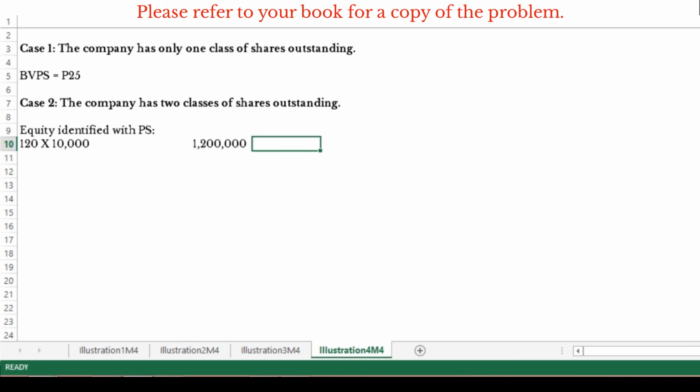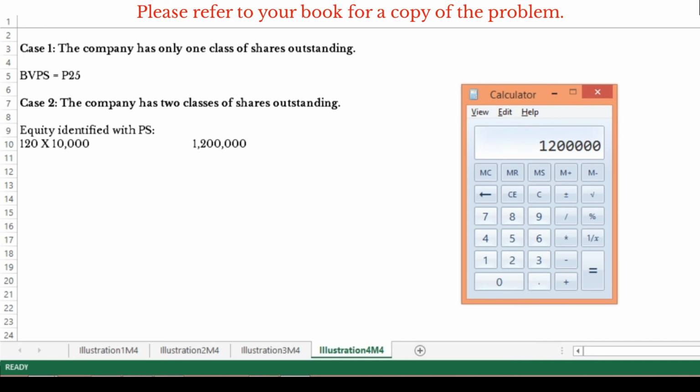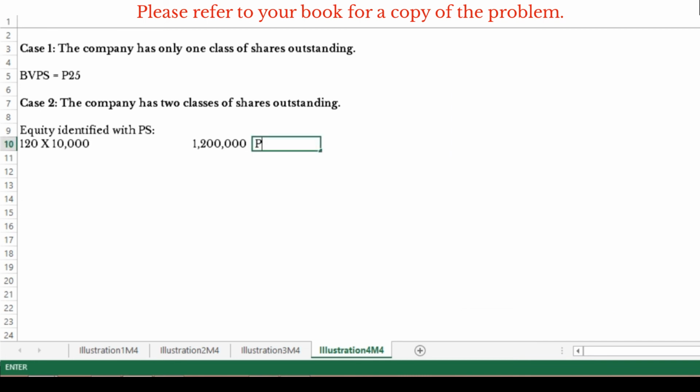So we will divide this by the number of shares outstanding to get the book value per share. So that would be 1.2 million divided by 10,000. So, the book value per share is 120. So, pinahirapan lang natin yung sarili natin, di ba? Multiply natin, tapos divide din natin. So, in short, kapag po walang dividends in arrears doon sa problem, kung ano yung liquidation value ng preference shares, yun na rin yung book value per share niya. Again, that is kapag walang dividends in arrears. Pero pag meron, definitely magiging iba yung book value per share ng preference shares.